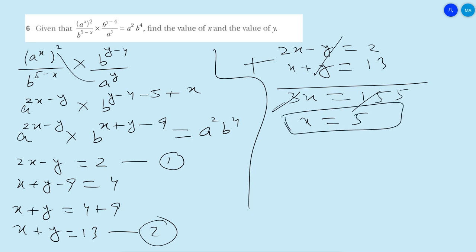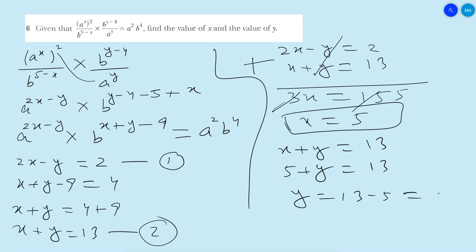x is 5. Put this value of x in any one of the equations. I am putting in equation number 2. Equation number 2 is x plus y is equal to 13. x is 5. 5 plus y is equal to 13. And y is equal to 13 minus 5 is 8. Therefore, the value of x is 5 and the value of y is 8. Answer. The value of x is 5 and the value of y is 8. Hope you understand question number 6. Move to question number 7.